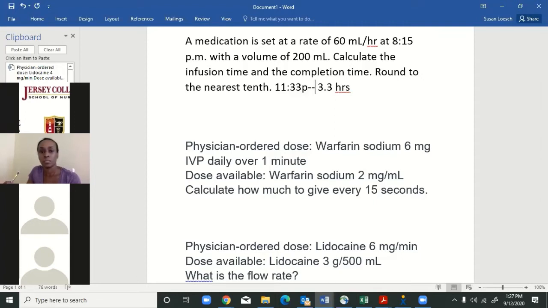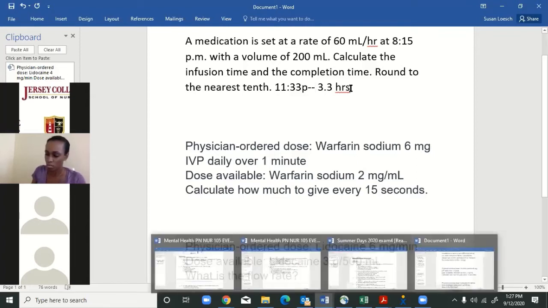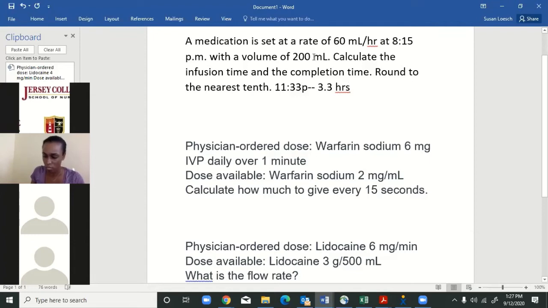Anybody not get that? So where did the 0.3 come from? Okay. Or is it 3.3? So, yeah, it was 3.3 hours. So we took 200 and we divided it by 60. Yes, and that's when I got the 3.333, which we changed to 3.3 hours. So you know it's 3 hours, but what does your 0.3 represent as far as minutes? Because you can't just use 3 hours, right?